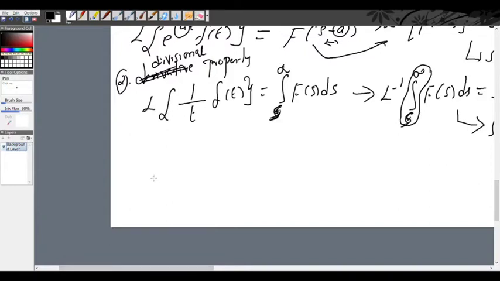What is it? A third important property, the multiplicative property.